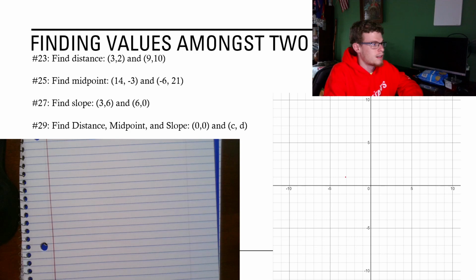So let's plot 3, 2 on our graph. When you're plotting, hopefully you can see my red dot on the screen. When you're plotting, you start with the x-axis first for an ordered pair. Your ordered pair is 3, 2. So that means we're going to go 3 to the right and 2 up. And what is that? That is 3, 2 right there.